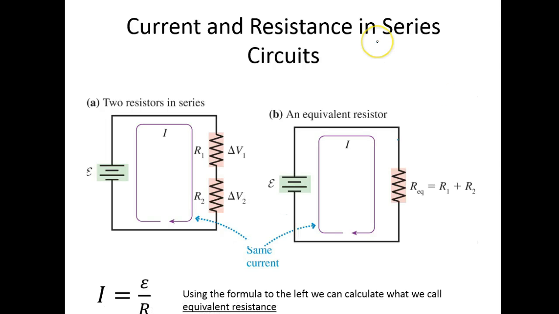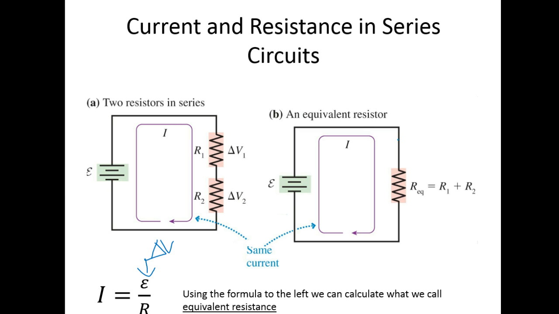So I want to take a second and talk about current and resistance in series circuits. We'll talk about series circuits first, and then we'll talk about parallel circuits. This is just a modification of Ohm's law. Remember, this EMF is like the delta V for a battery, the voltage difference in a battery.